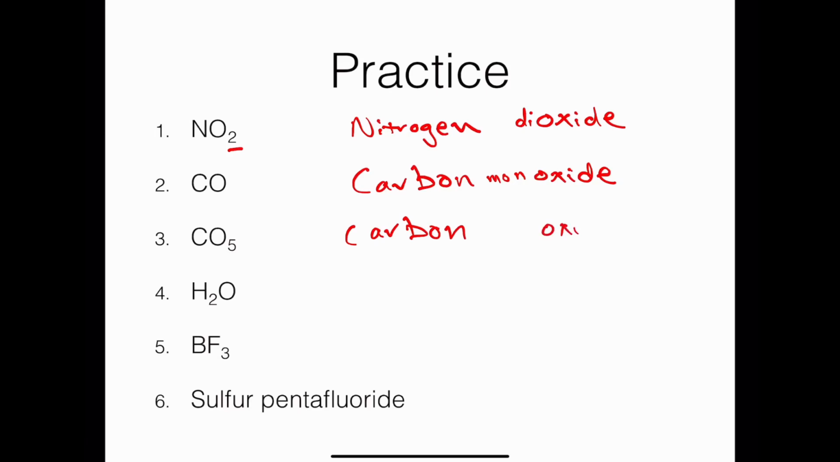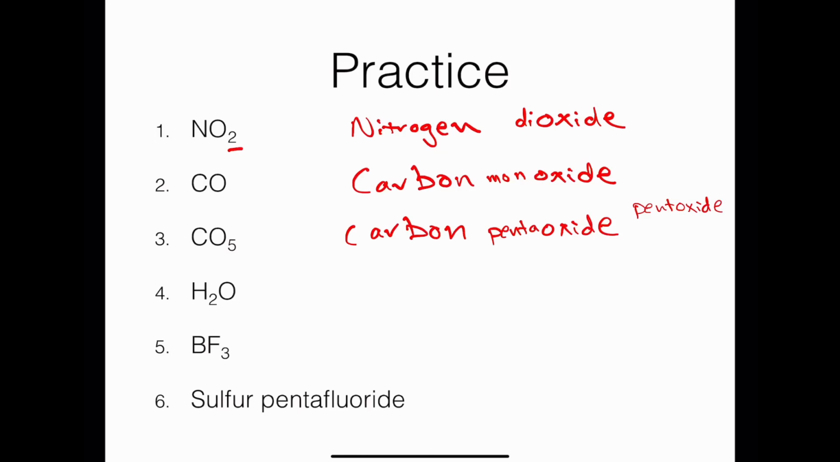For the next one, we have carbon again, and again, we have oxide, but this time we have 5 oxygen. So we have to show 5 oxygen, and we do that by writing pentaoxide. Now, you might see the term pentoxide, which still means the same thing.